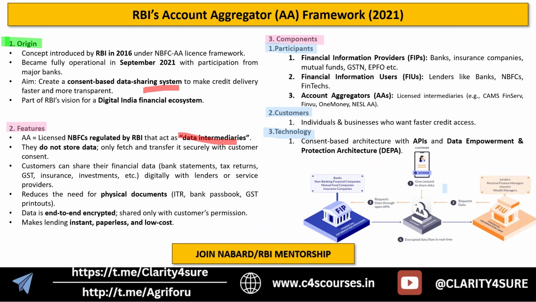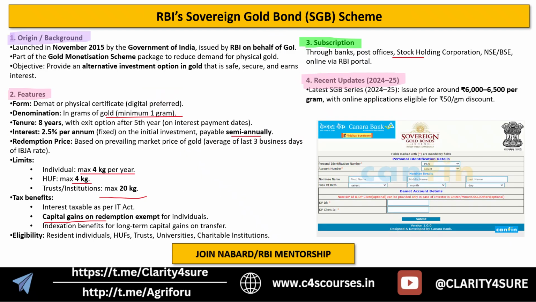Customers, individuals and businesses who want faster credit access, and technology, we know, consent based architecture with APIs and data empowerment and protection architecture, which is end to end encrypted, and the data will be shared based on the consent only. So I hope this RBI account aggregator is also clear to you now.